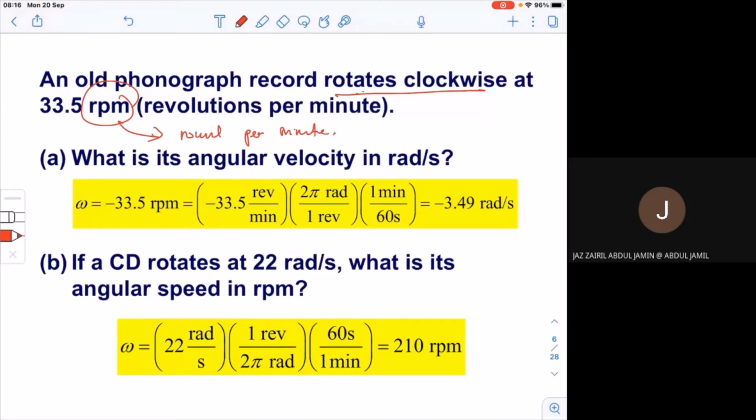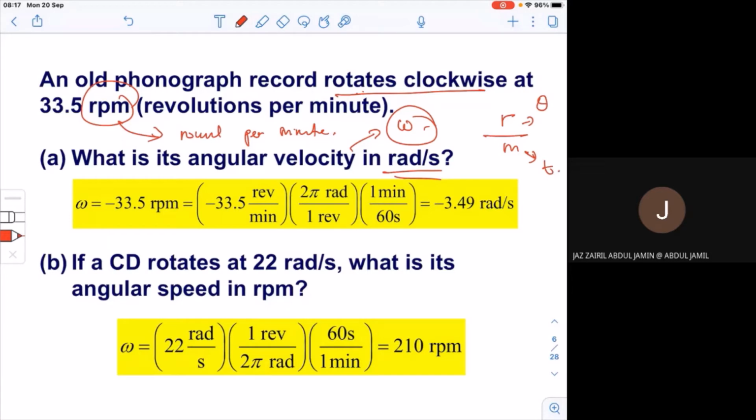Okay, so the question is, what is its angular velocity? They want to find omega in radian per second. Again, this is 33.5. If we look carefully, round per minute means theta over time in minutes, so it's already an omega. But the question wants you to get the answer in a different unit.